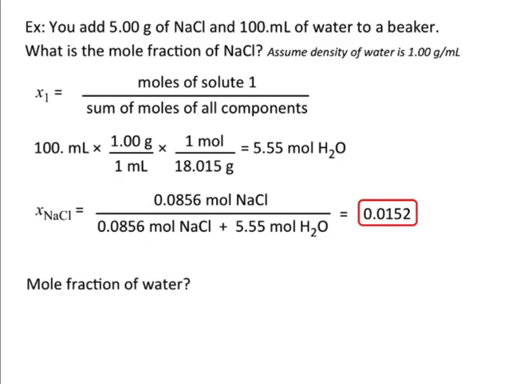Now, you can also think about the mole fraction of water. You could redo this calculation and replace 0.08 with 5.55 in the numerator, or we can use the fact that the mole fractions of all your components will add to 1. Just like percentages of all the components add to 100%, here they all add to 1. And so you could write mole fraction of sodium chloride plus mole fraction of water equals 1. You can then rearrange it this way and solve for the mole fraction of water, and hey, it's 0.9848. Perfect.